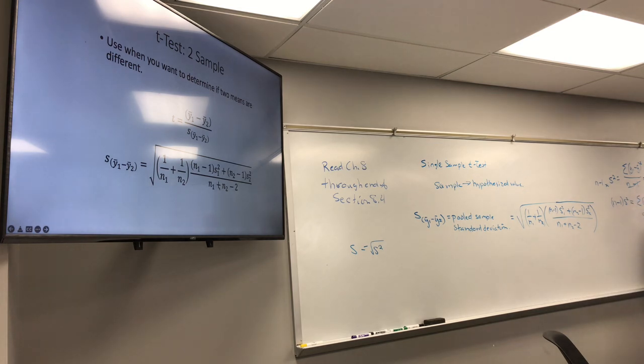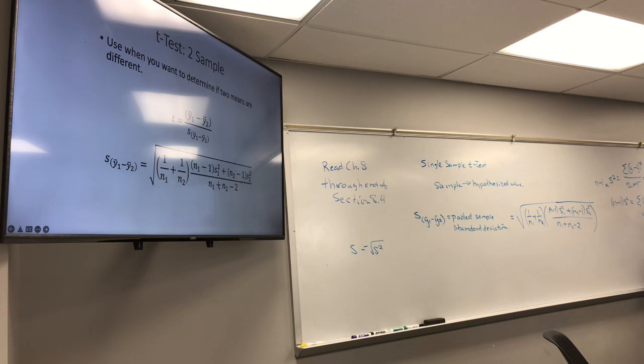n minus 1 plus n minus 2 is equal to n1 plus n2 minus 2. n1 minus 1 plus n2 minus 1 is the same thing as n1 plus n2 minus 2. So this is the combined degrees of freedom. This is the sums of squares of the first sample. This is the sums of squares of the second sample. Sums of squares of the first sample plus sums of squares of the second sample, divided by the degrees of freedom. So what you're basically doing is calculating a pooled sample variance estimate here.